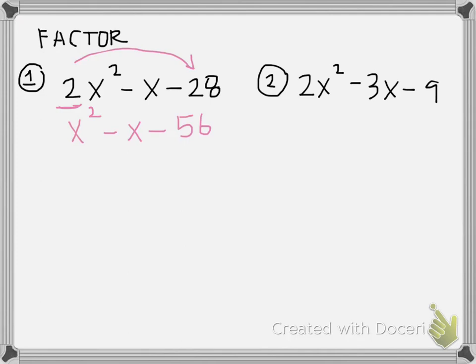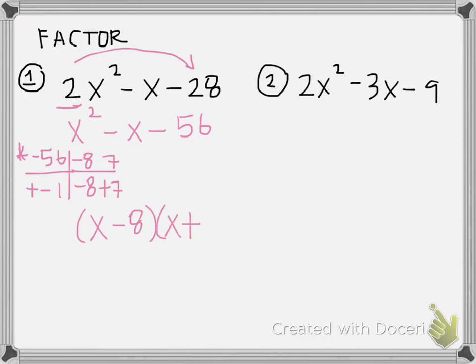Okay, so now you're going to ask yourself what multiplies together to be a negative 56 and then adds together to be a negative 1. So what multiplies together to give you a negative 56 and adds together to be a negative 1? So negative 8 times 7, negative 8 plus 7 adds together to give you a negative 1. Okay, so this is going to factor to x minus 8 times x plus 7.